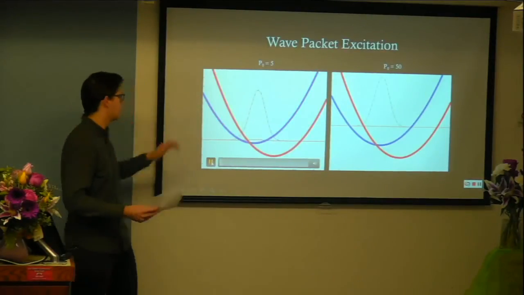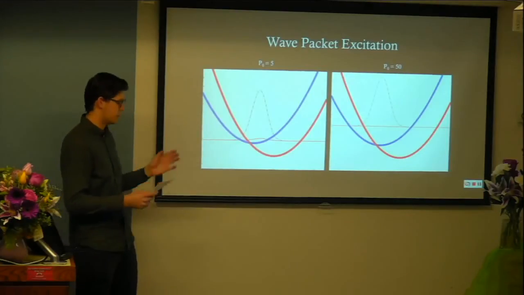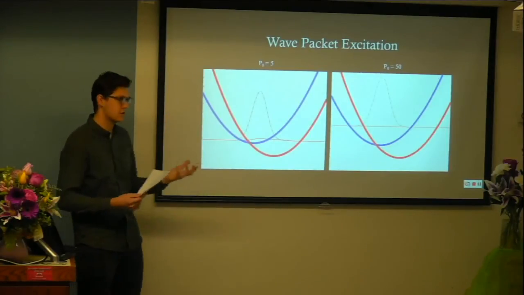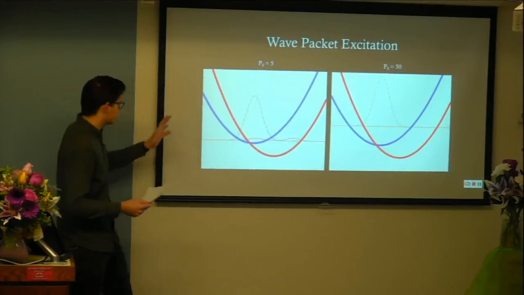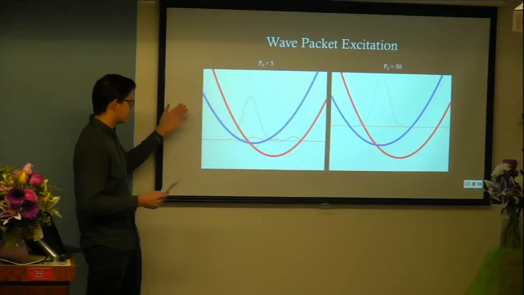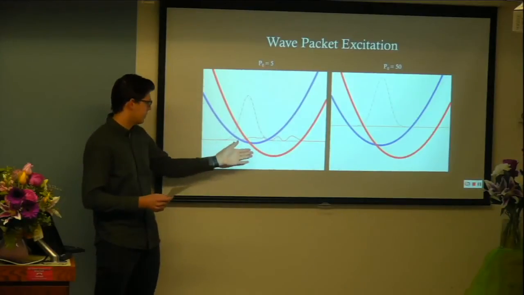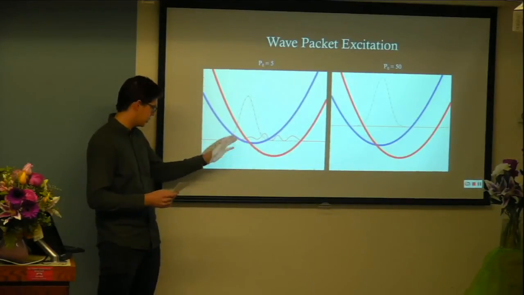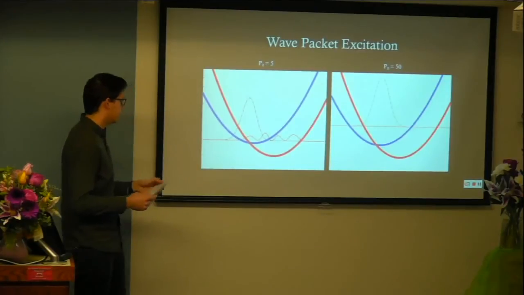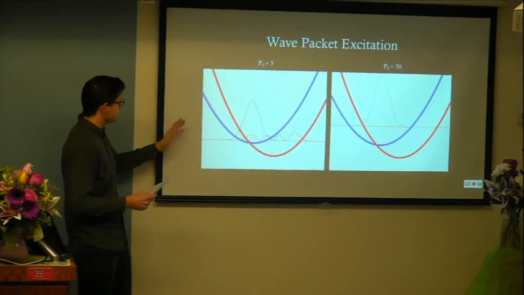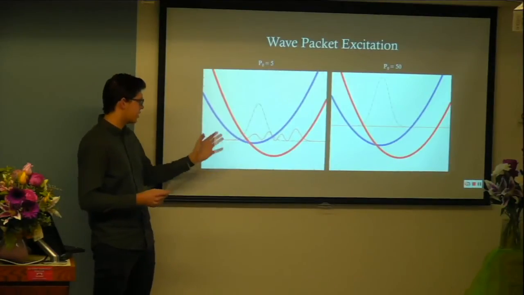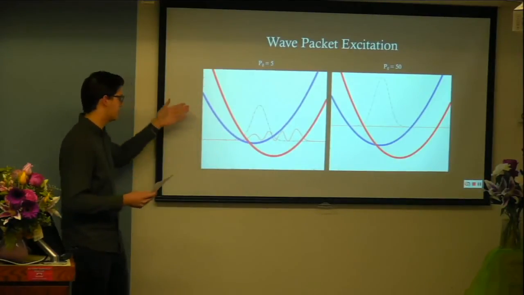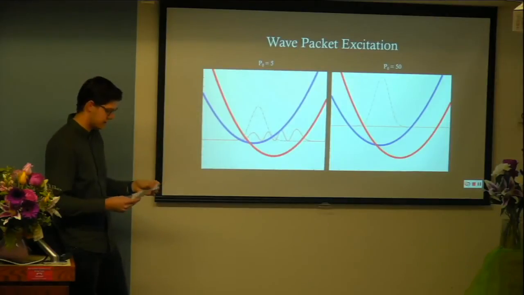There are a few different videos here. The first one is at a lower p-naught, which is the initial momentum. It goes from the blue curve, which is the excited state, down to the ground state, which is the red curve. It is seen that the vibration is a lot higher in the ground state as compared to the excited state.